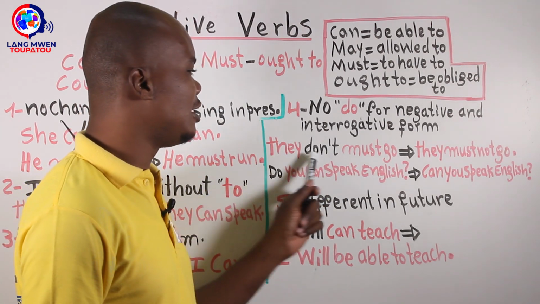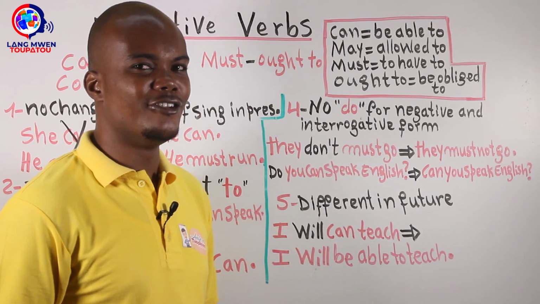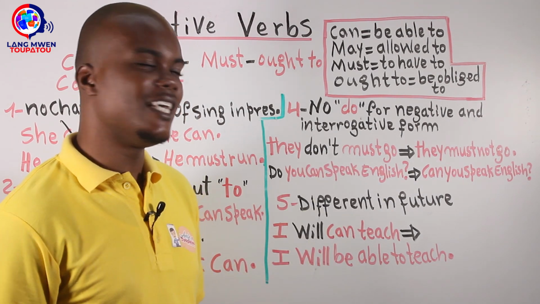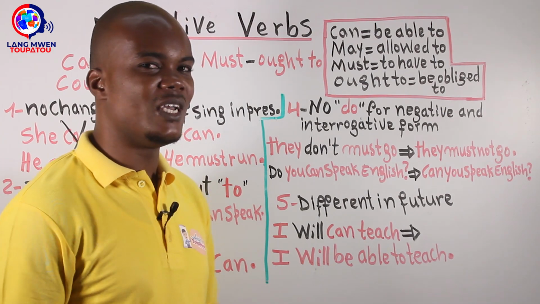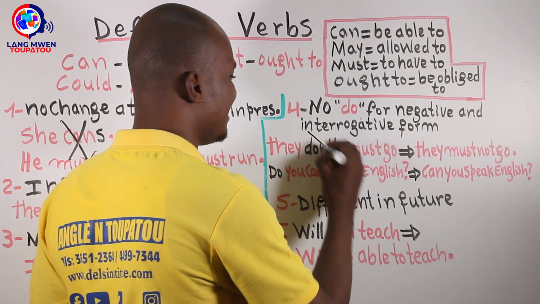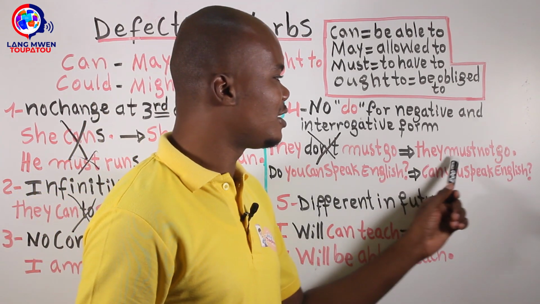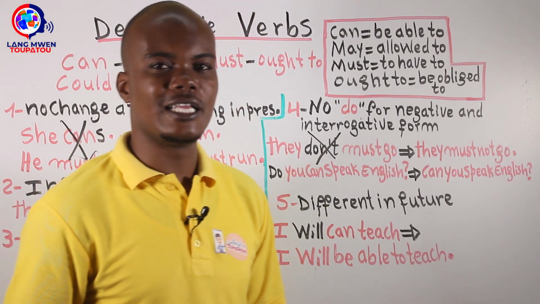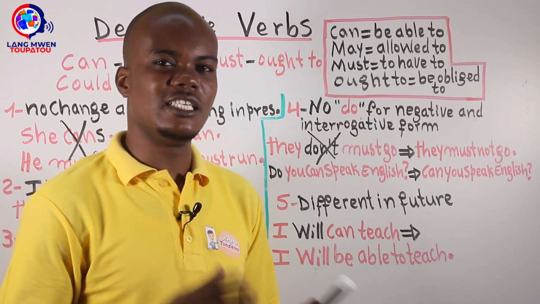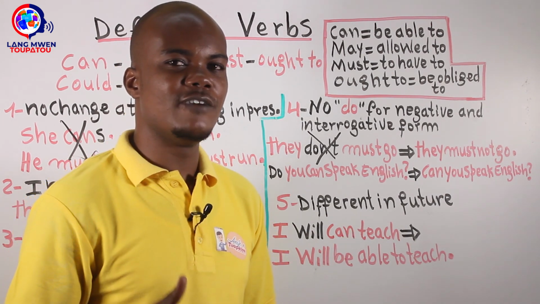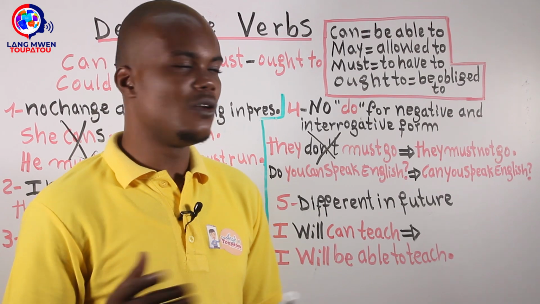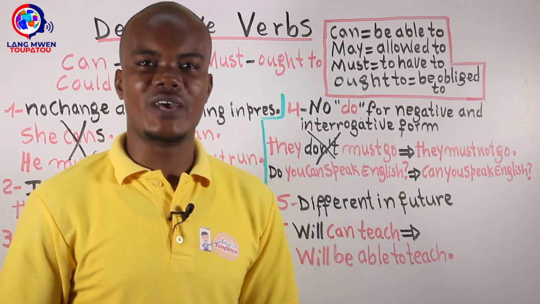Like you cannot say they don't must go. They don't must go. No, that is not correct. You should say they must not go. They can take the negation not to form the negative sentence when you use one of the defective verbs.